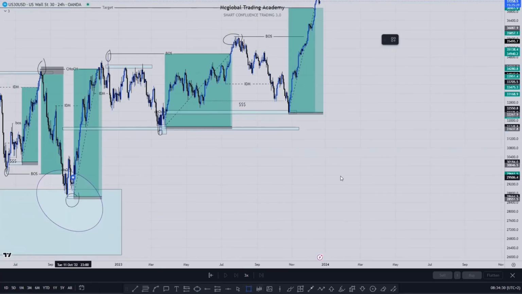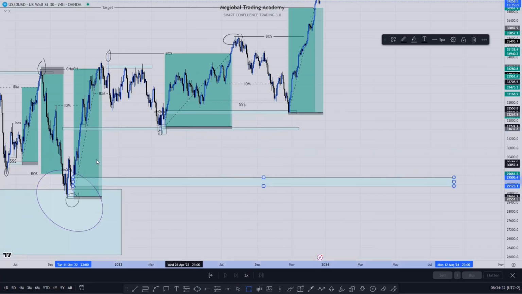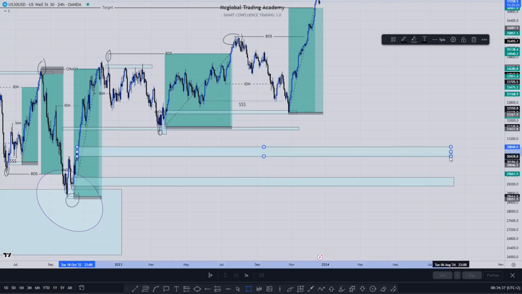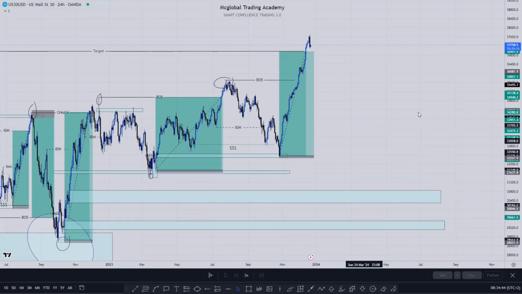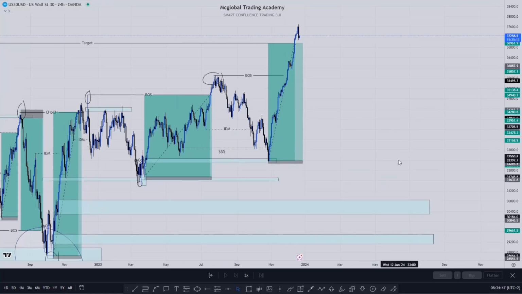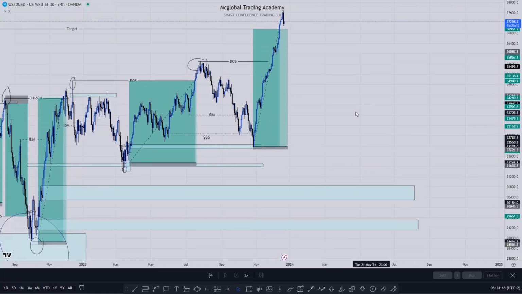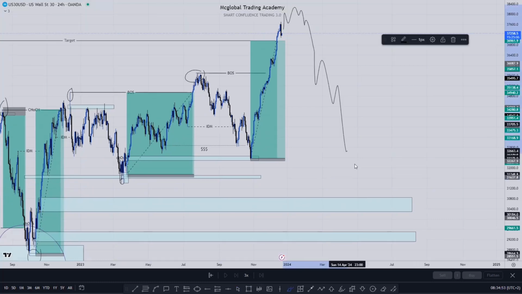For example, I can see I have an external demand here. I have another one there. This one is liquidity here. This one is going to be used as liquidity. So those are the two major levels that I'm anticipating a pullback onto before a major continuation. So meaning once our confirmations are done up there, I'm expecting a pullback into one of these zones. Then we continue all the way up like this.